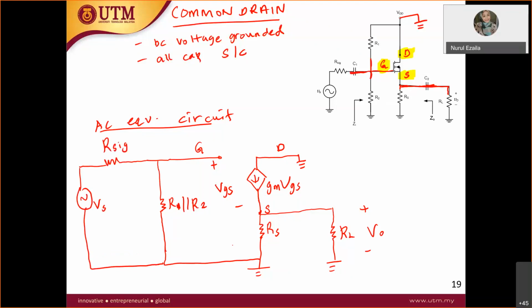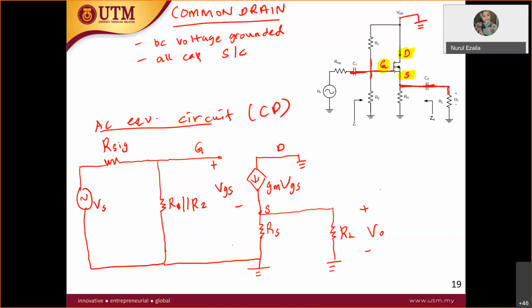Why is it written as R signal instead of RS? Because we don't want you to get confused with RS. At the front it is R signal, and at the source terminal there is RS. So this is how you draw the AC equivalent circuit for common drain. It is pretty similar to the common collector.